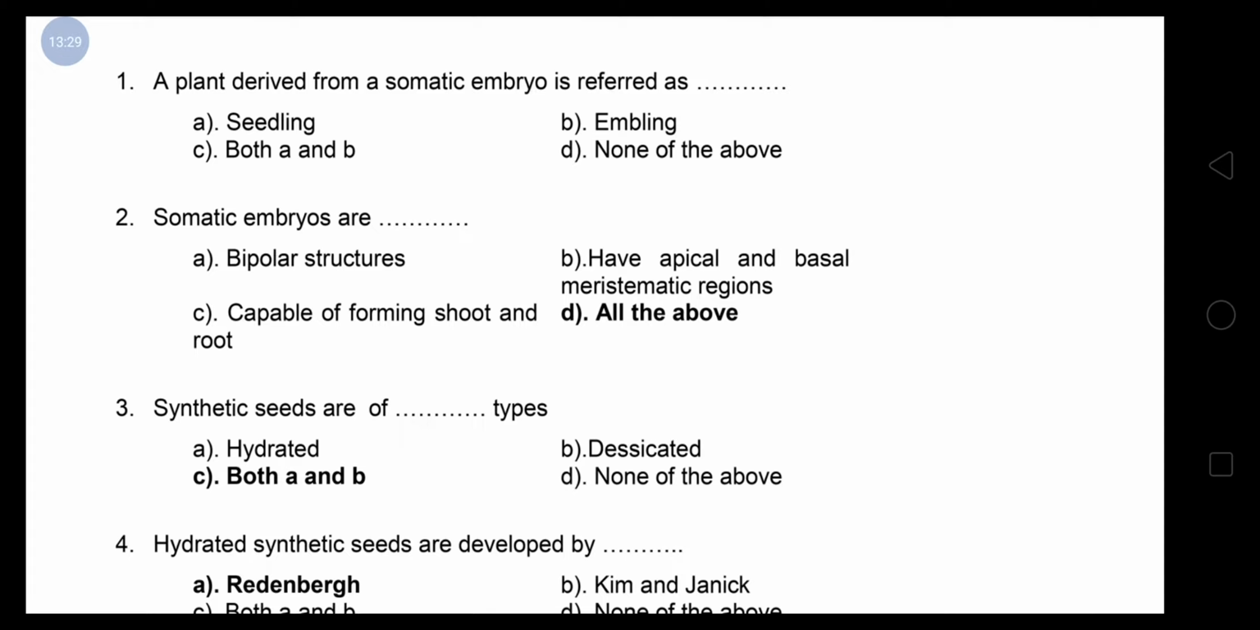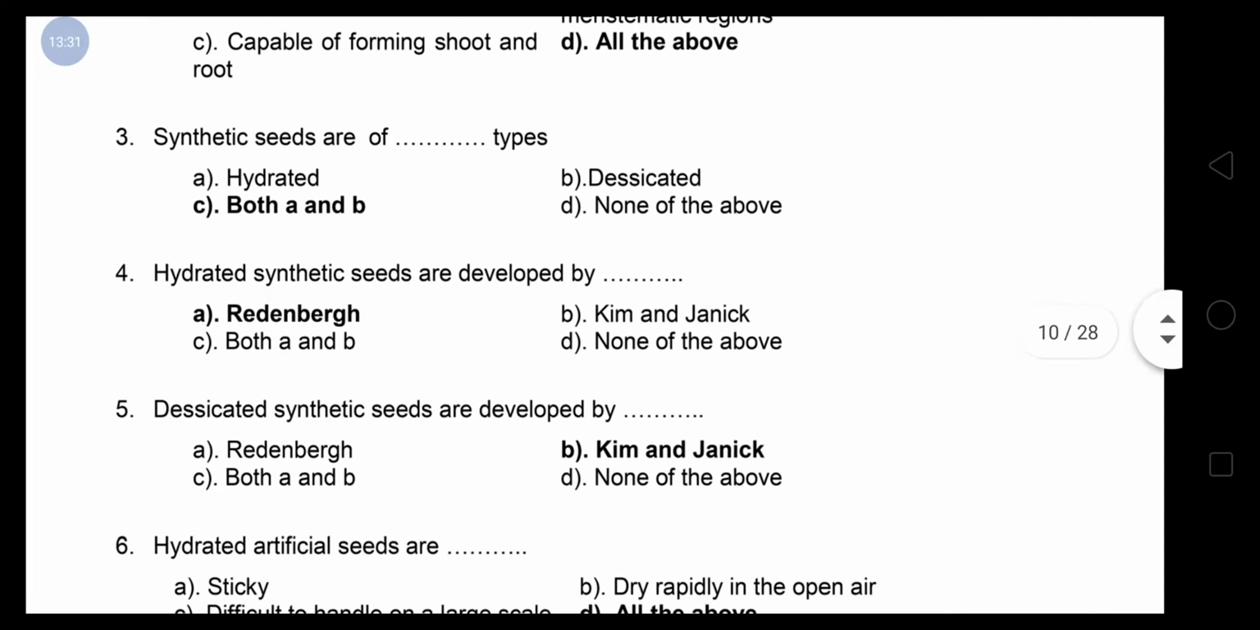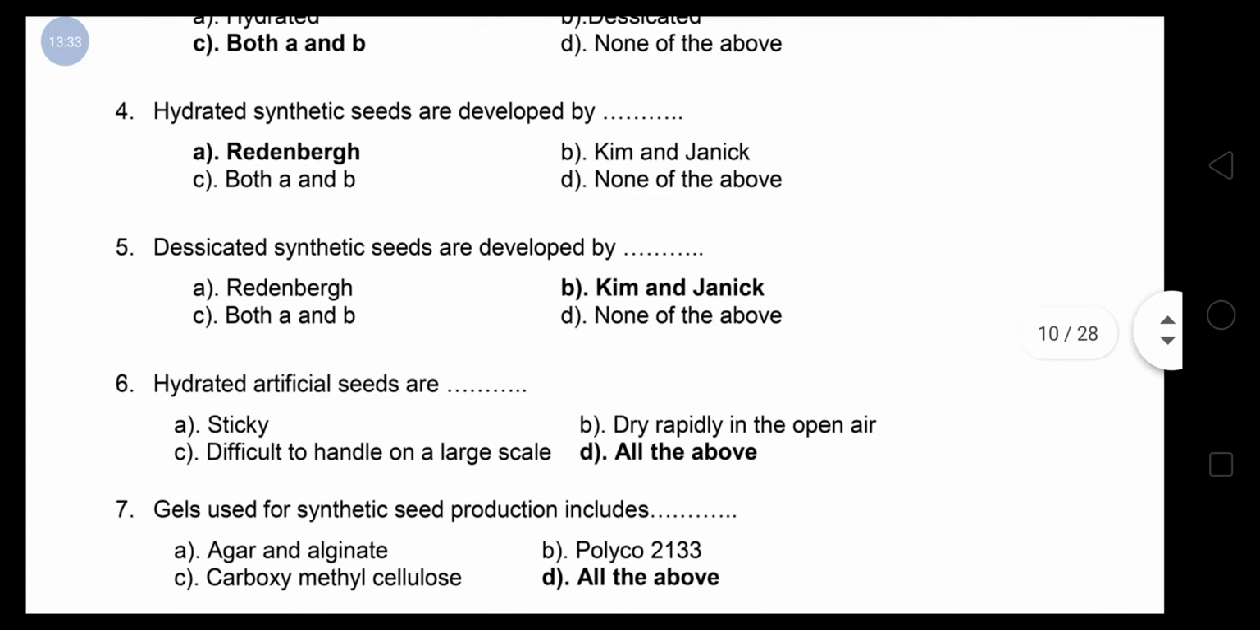Synthetic seeds are of hydrated or desiccated type. Hydrated synthetic seeds were developed by Redenbaugh. Desiccated synthetic seeds were developed by Kim and Janick. These two things you need to remember. Hydrated synthetic seeds were developed by Redenbaugh, and desiccated synthetic seeds were proposed by Kim and Janick.